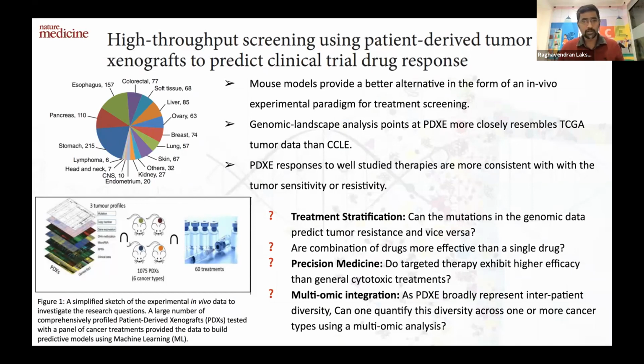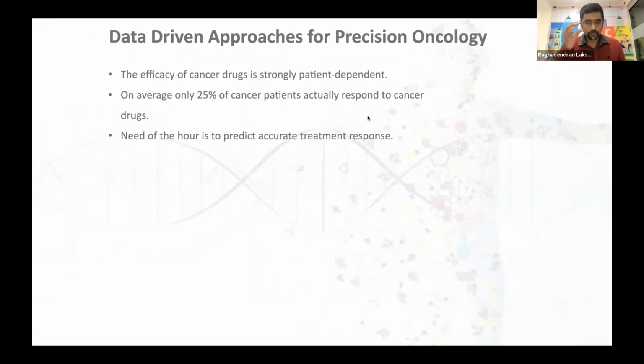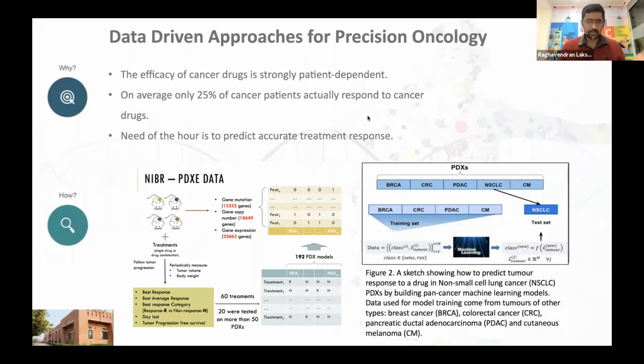Or more importantly, can we find the commonality among this diversity so that we can use it for biomarker analysis? So these are different questions, and what I used this study to work on. So my aim was to use this PDX data to design and implement machine learning models to predict tumor responses to different treatment regimes.